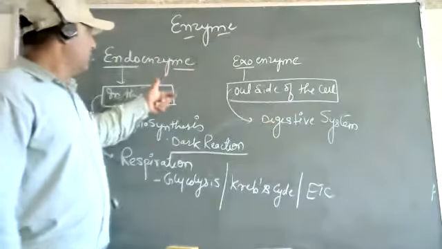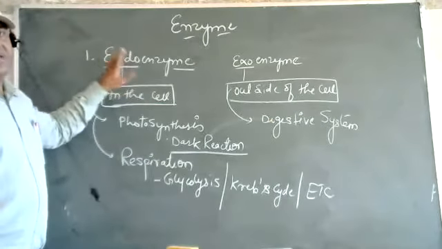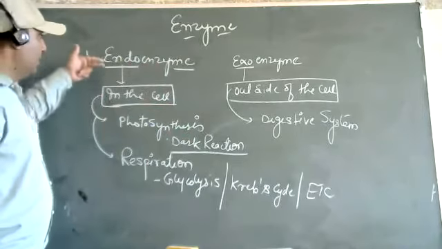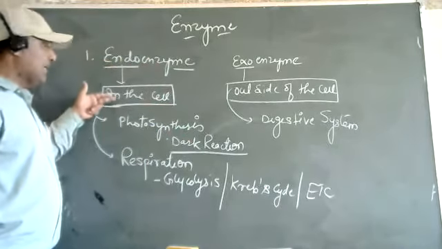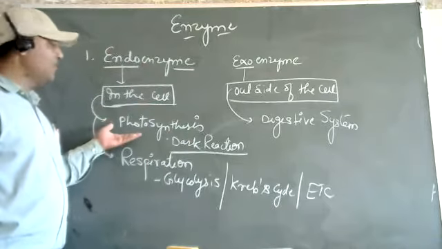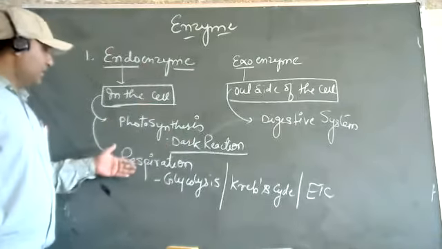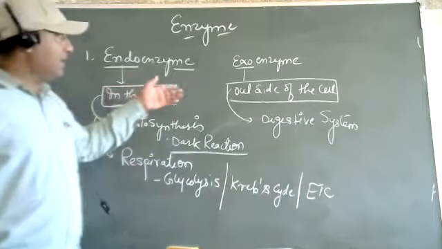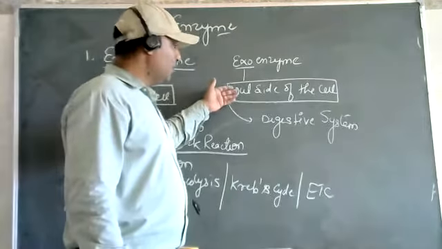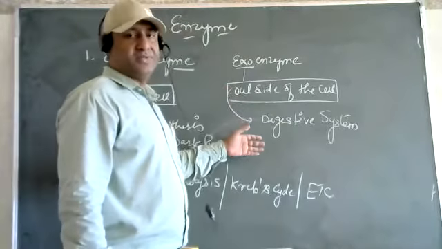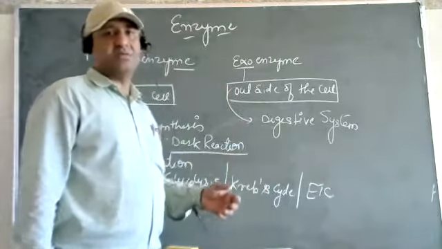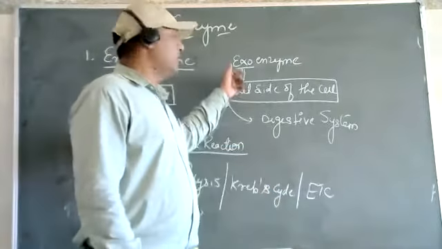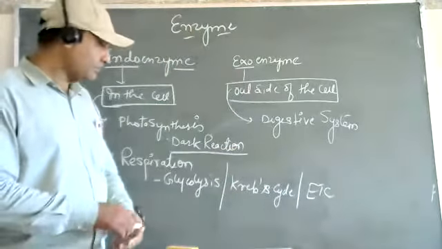So we have to study these two types of enzyme, exoenzyme and endoenzyme, with their examples. Endoenzyme means inside the cell; we can take the example of any enzyme of photosynthesis, and all enzymes related to respiration are endoenzymes. Second, exoenzymes work outside the cell: all digestive enzymes like renin, pepsin, trypsin, chymotrypsin, lipase, all work outside the cell, so they are called exoenzymes. I think it is clear.